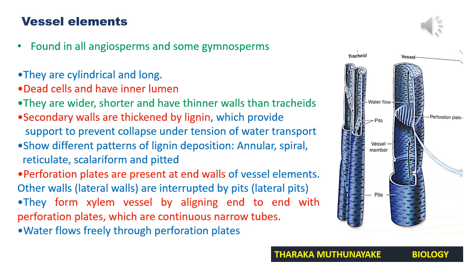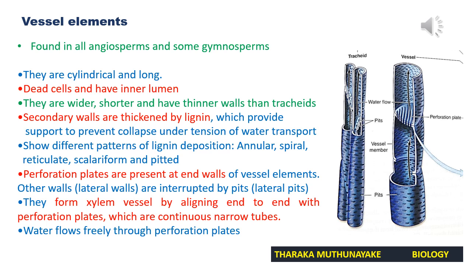The other walls, that means lateral walls, are interrupted by pits. Those are known as lateral pits. They are also labeled in the diagram. The lateral wall has pits. These lateral pits are important for conducting water laterally. That means from xylem vessel elements to the periphery of the plant or to peripheral cells. Through these pits, water and mineral ions can be transported.